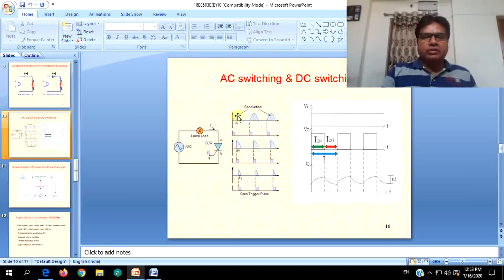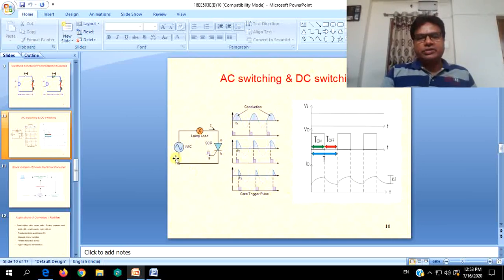If phi is 0, full conduction takes place. If phi has some value, conduction will be less. In a given half cycle of a total 180 degrees, if alpha is the firing angle, the remaining angle will be called the conduction angle or beta. Alpha plus beta will be equal to 180 degrees.